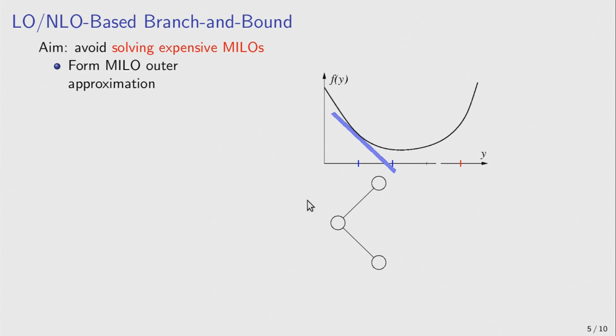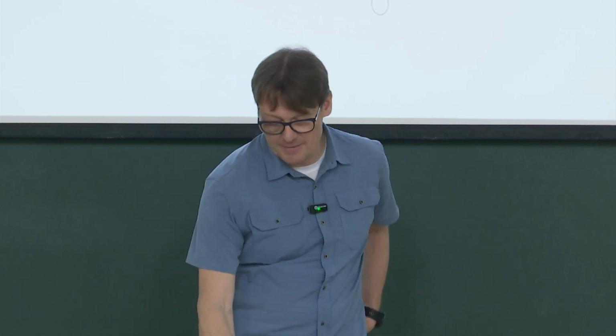I have a slightly different way of looking at this. You start off with a single cut that you generated about your initial starting point. That's the blue cut here. You set up your branch and bound tree search, and you go away and the mixed integer linear optimization solver starts searching the tree.